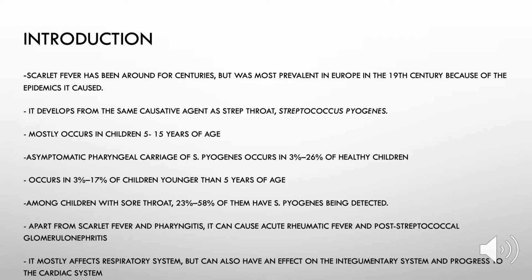The system mainly affected by the pathogen is the respiratory system, but it can also affect the integumentary system because of the skin rash it causes, and can even progress to the cardiac system if untreated because it has the potential of causing heart inflammation and scarring of the valves.